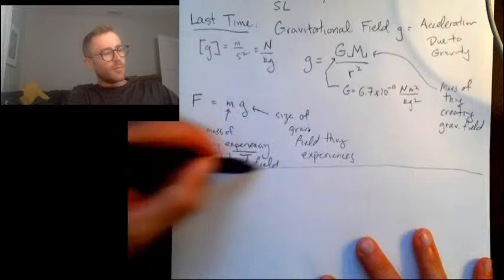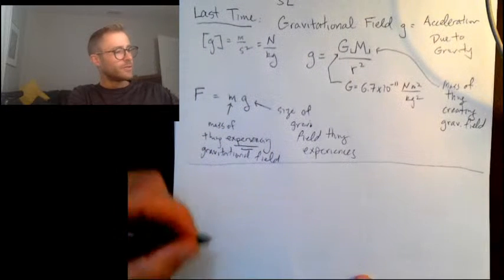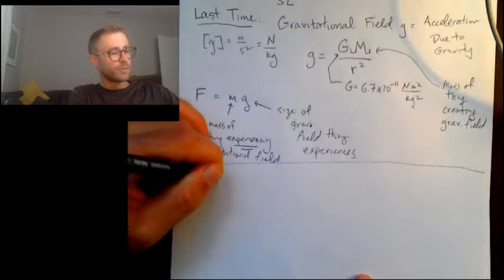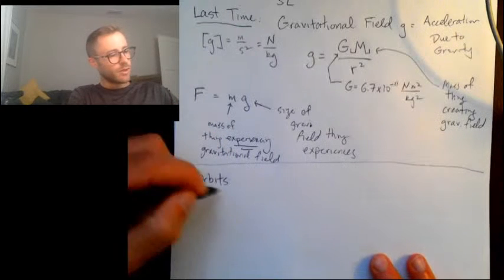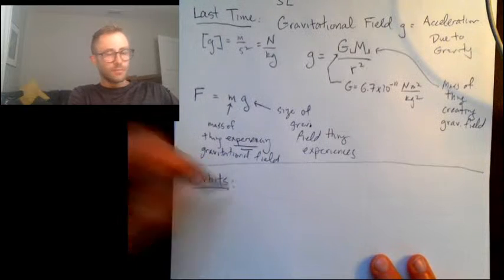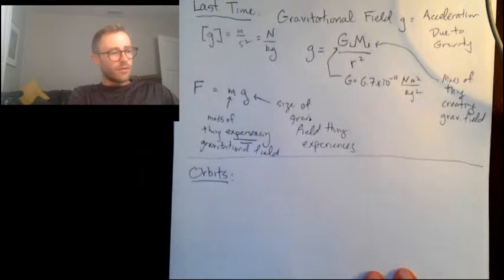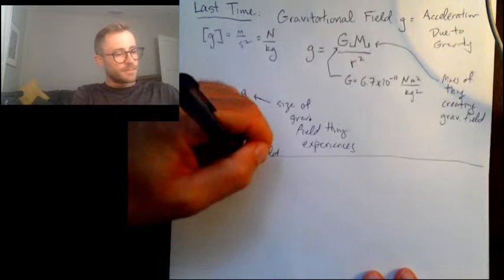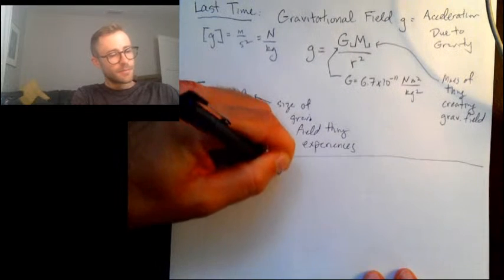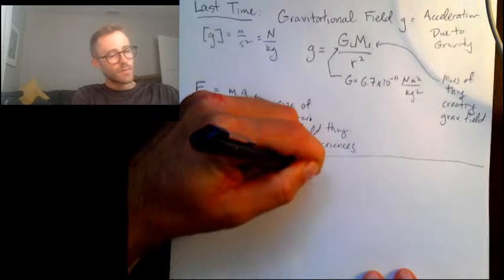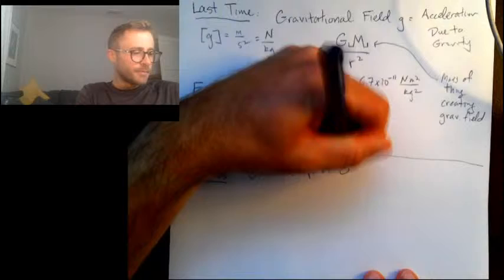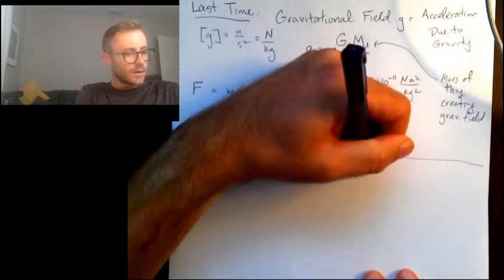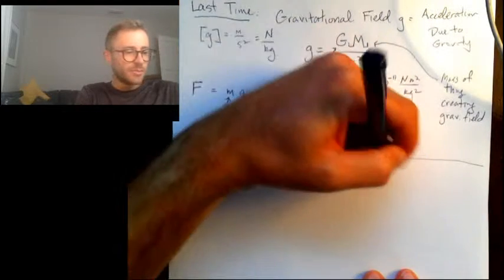Okay? So what we're going to talk about today is basically orbits. Orbits of planets, orbits of moons, etc. So the general shape of an orbit, which we're not going to prove, is a shape called an ellipse.